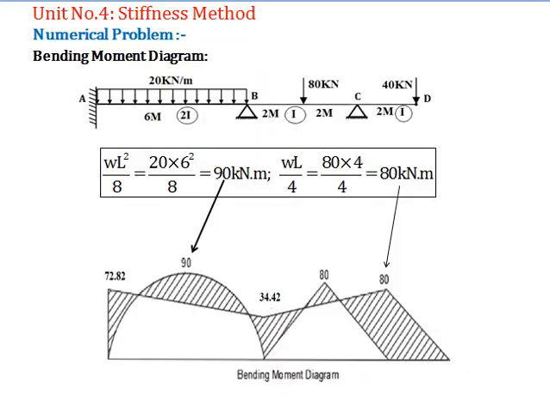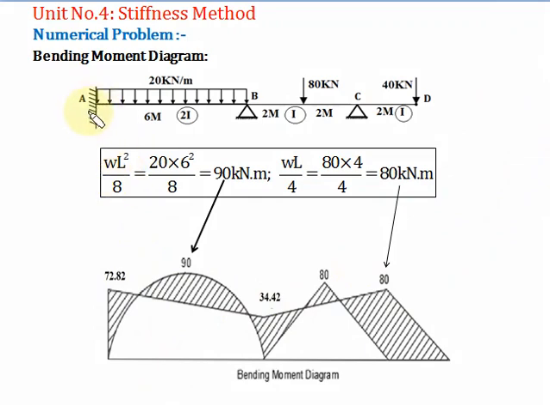Okay. So we'll first draw the bending moment diagram. Already we have calculated the moment in member AB, BA, BC and CB. Now the fixed moment.